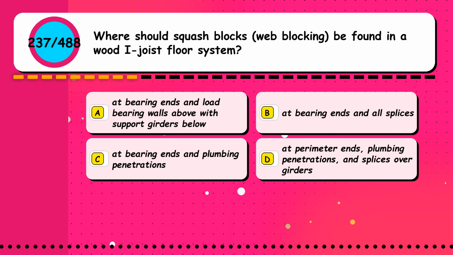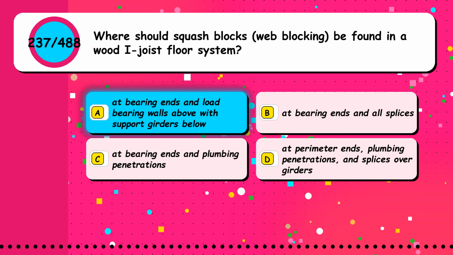Option A, at bearing ends and load-bearing walls above with support girders below. Option B, at bearing ends and all splices. Option C, at bearing ends and plumbing penetrations. Option D, at perimeter ends, plumbing penetrations, and splices over girders.